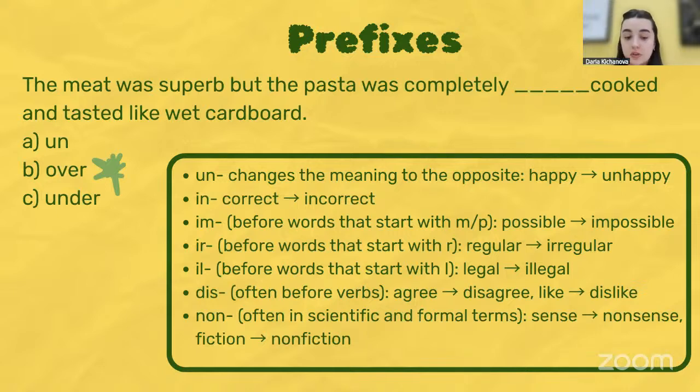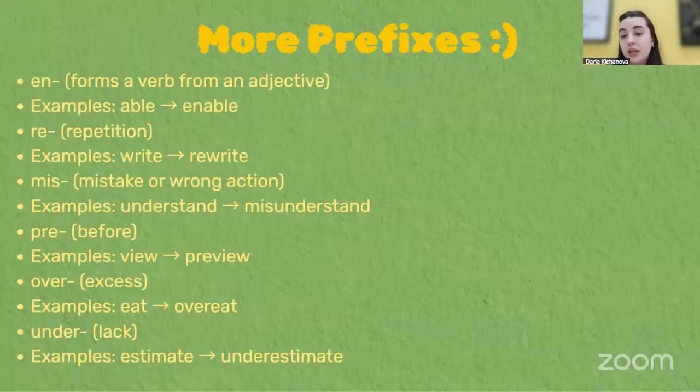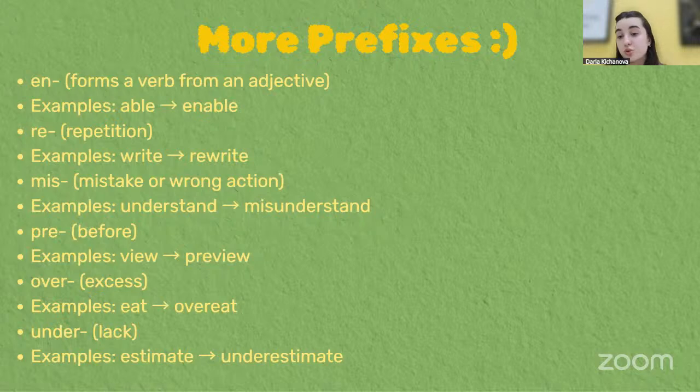Sense, nonsense, fiction, non-fiction. But we don't have only negative prefixes, we can also use prefixes to change the meaning of the word to some other functions. And there you can see that the prefix en forms a verb from an adjective. For example, able, enable. So enable means to start something, to make it work, for example.